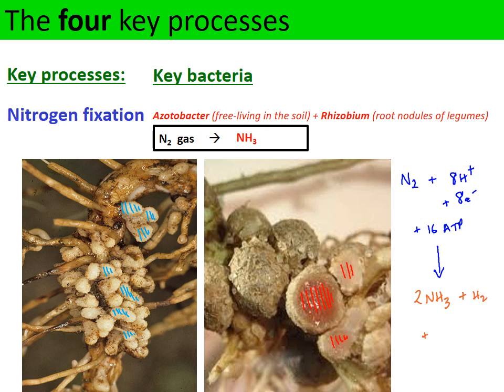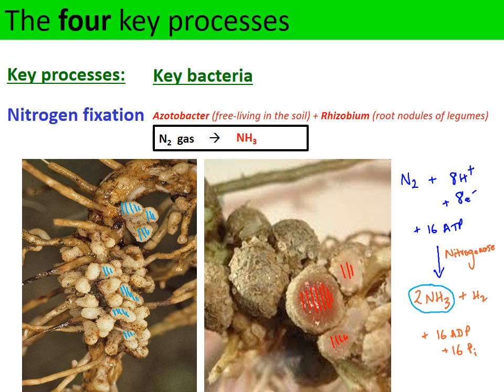And also, if we were to add in the 16 ADP and the 16 inorganic phosphate, because we know the terminal phosphate group from the ATP is hydrolyzed, and that releases a small packet of energy that drives this enzyme reaction. So we could put here nitrogenase. There you go. So we know it's an enzyme reaction, and we know we get ammonia at the end of it.